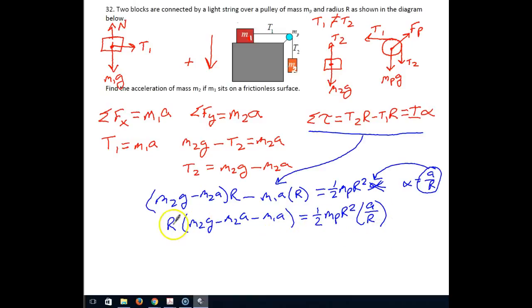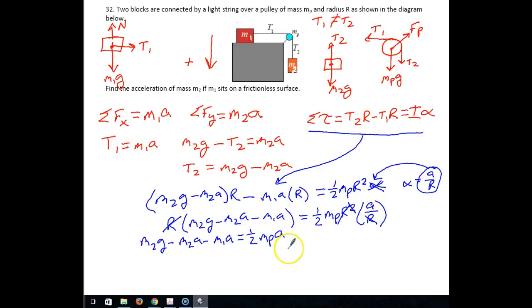All right, so we've got a lot going on. We've got an R on this side, we have an R squared on the top and an R on the bottom. So if we get rid of the R squared and that R, we can then also have that R and this R cross off. So now we've eliminated all the R's. Let's go ahead and write out our equation. This one's going to be m2g minus m2a minus m1a is equal to 1/2 mass of the pulley times a.